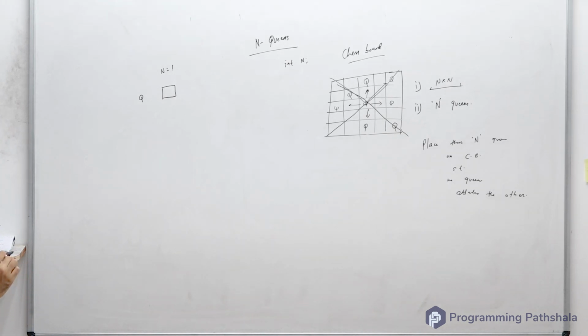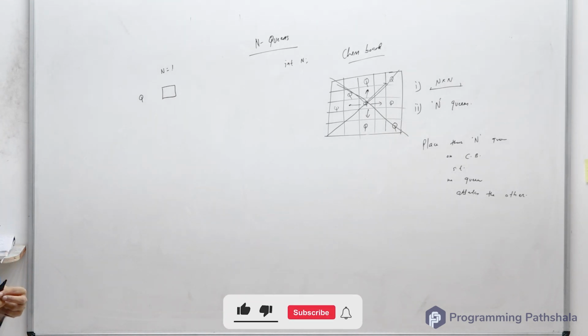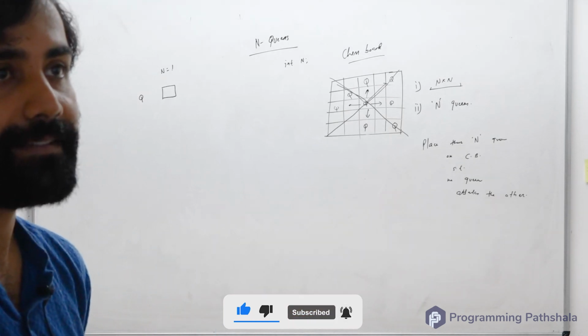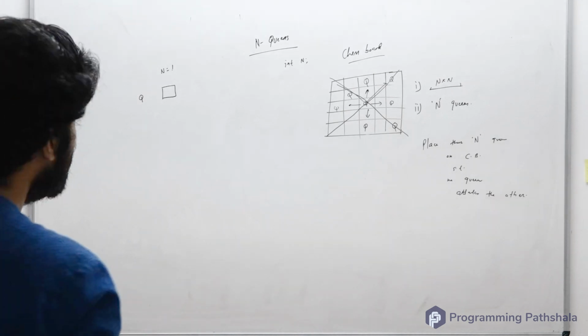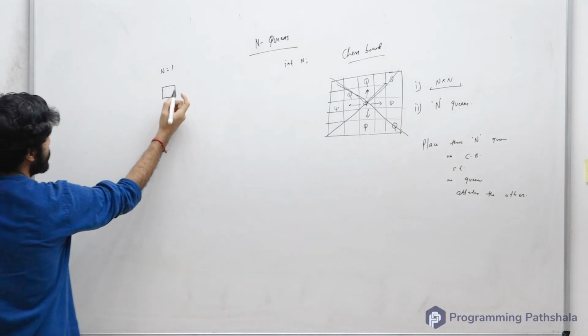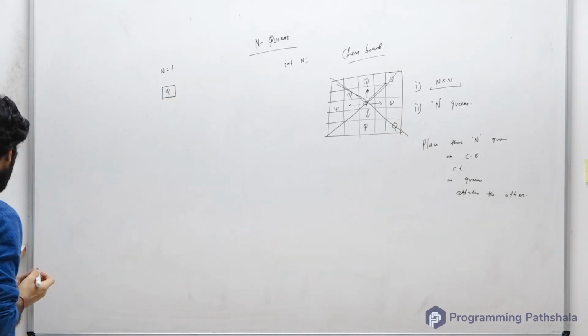Can you tell me whether or not it is possible to place one queen on a chessboard of 1 cross 1 so that there is no attack? It is quite possible, because there is only one queen, so there will be no attack. So I can just put one queen over here and my job has got done.